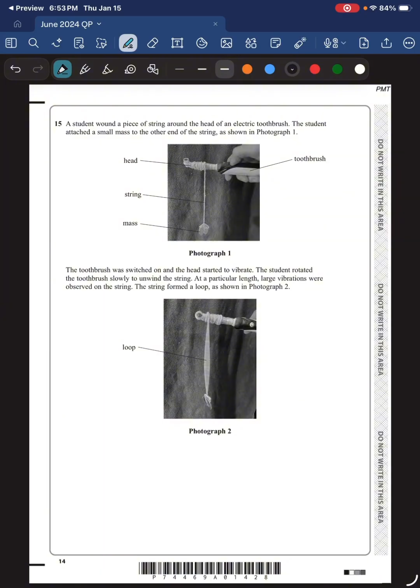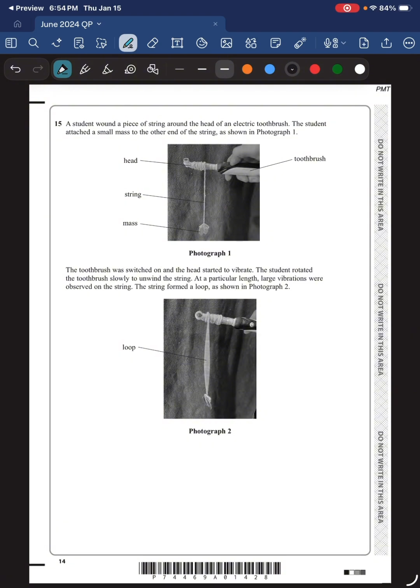A student, how do you pronounce that? Wound? No, wound is like when you injure someone. Wound, I guess. A piece of string around the head of an electric toothbrush. The student attached a small mass to the other end of the string as shown in photograph 1. The toothbrush was switched on and the head started to vibrate. The student rotated the toothbrush slowly to unwind the string. At a particular length, large vibrations were observed on the string. The string formed a loop as shown in photograph 2.